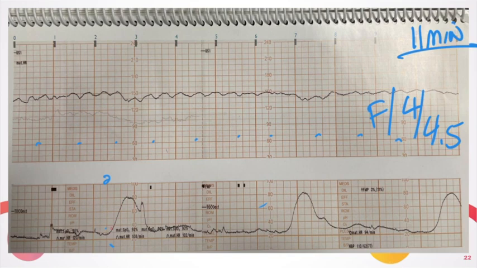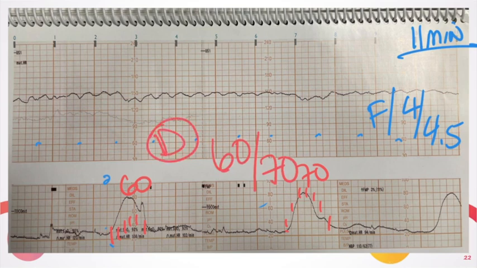Okay. 10, 20, 30, 40, 50, 60. Where am I starting? 10, 20, 30, 40, 50, 60, 70. So this isn't a great strip. I would say 60 to 70 is my duration. And strength, you're going to palpate.